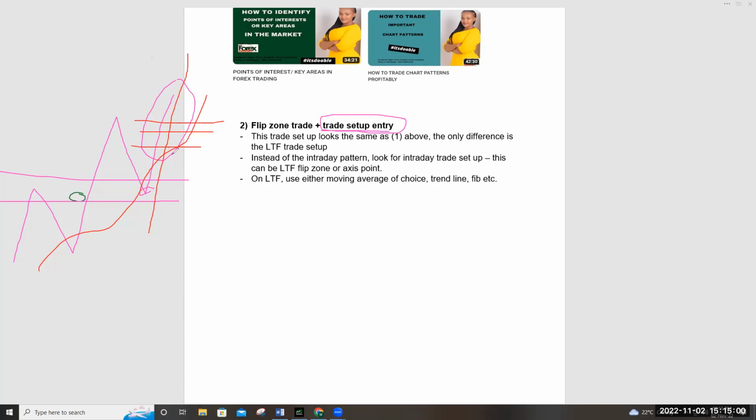And once your rules are met, maybe you have this area as an axis. I already explained what an axis is in a previous video. So if this is an axis point, then you have your entry. So you can go to your lower time frame, and instead of looking for a pattern, you look for a flip zone or axis point. So on lower time frame, you can add a moving average of your choice, a trend line, or a fib. Let's get an example on that.